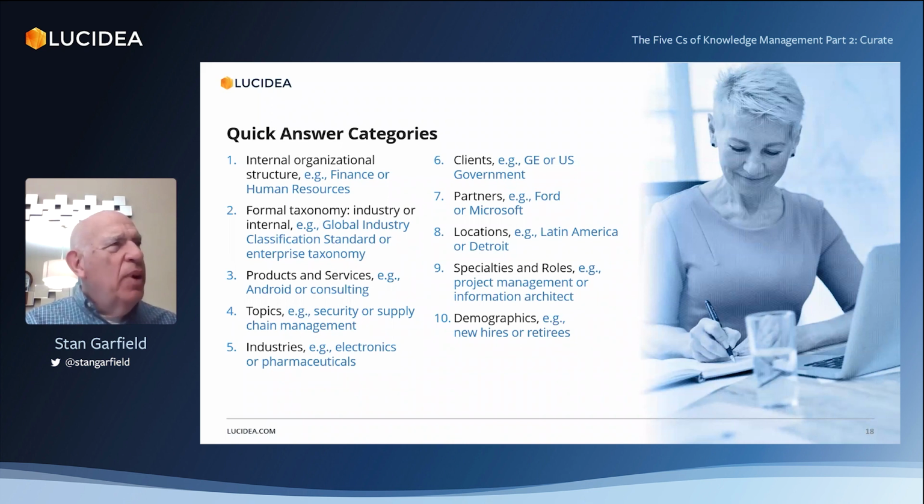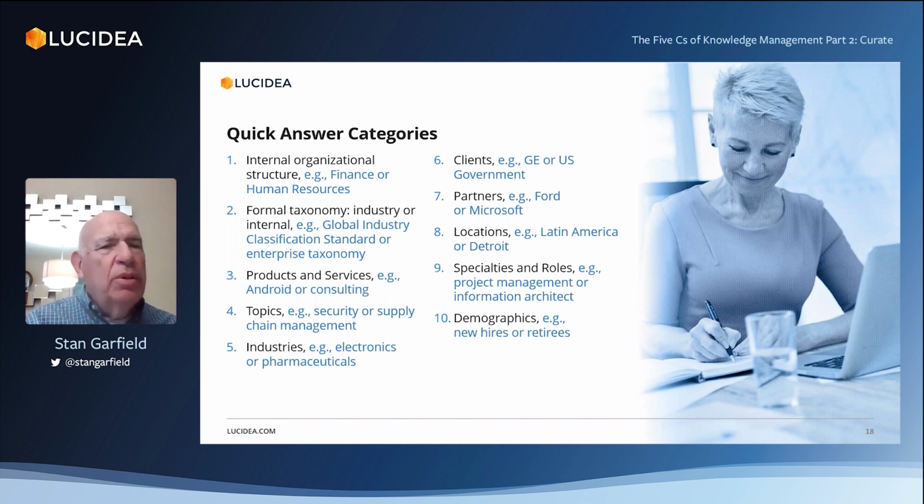And so therefore, if you have answers for each of those, people tend to look for the products and services that your company offers, and so have some quick answers for each of those products and services. Could be based on topics, for instance, security or supply chain management. Could be based on industry, electronics or pharmaceutical as an example. These categories could also be based on the major clients that you have. So it could be, for example, GE or the US government. Could be partners that you work with, your organization has a relationship with, for instance, Ford or Microsoft.